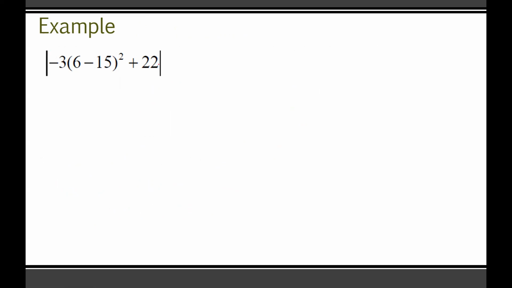There's absolute value bars covering this whole thing, but then there's brackets within it. You always got to start with the innermost brackets. That's part of the rule of BEDMAS, right? Innermost brackets need to be done first. So let's take care of that first. This is going to become the absolute value of negative 3 times 6 minus 15. Geez, it's embarrassing that I don't have that right off the top of my head. I think that's negative 9. Yeah, that's negative 9 squared plus 22.